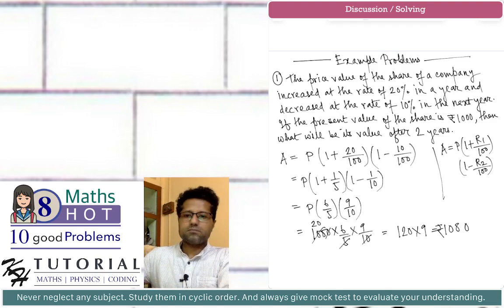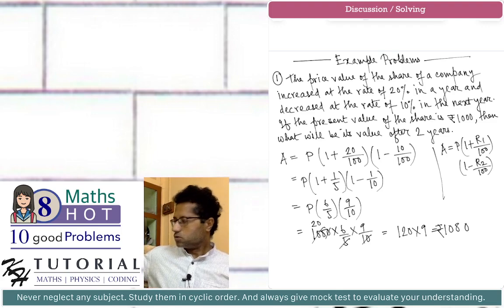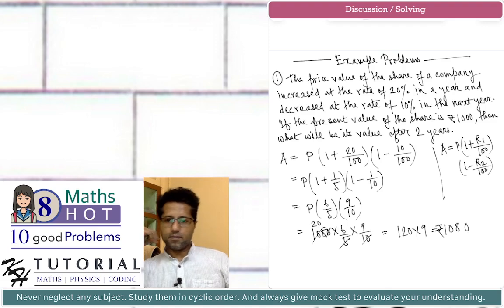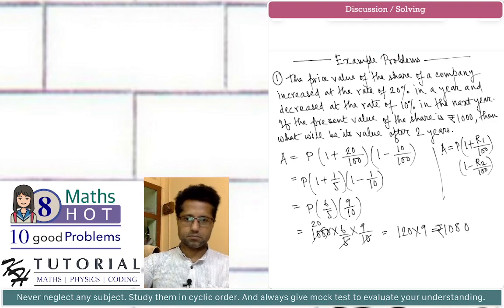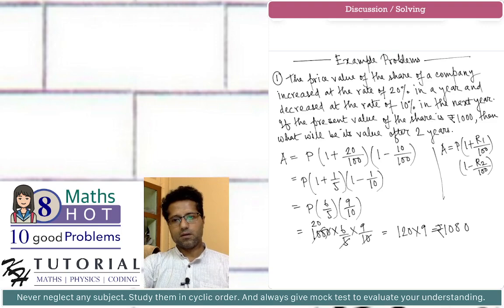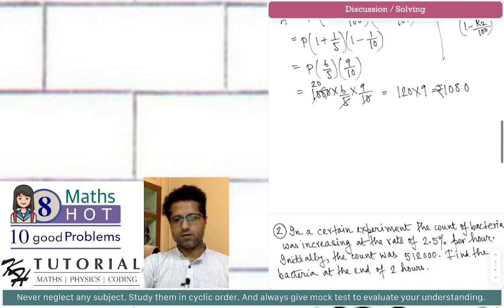So this was an example where the quantity or the value is decreasing or growing over successive periods with different rates. Okay. Let's solve the next problem.